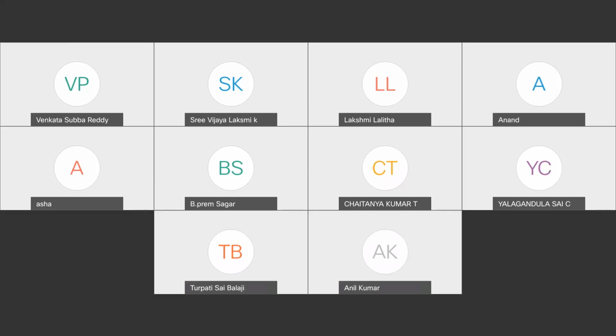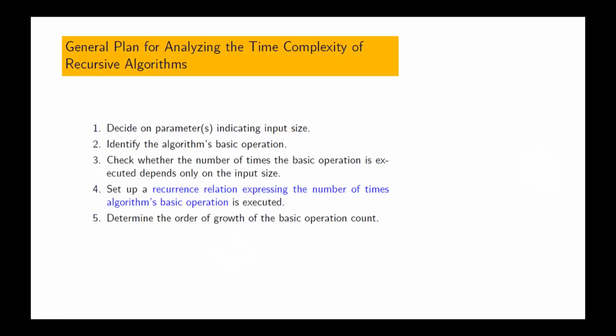So last class we discussed how to analyze recursive algorithms and what is the general plan. It is similar to analyzing non-recursive algorithms. The only difference is in the fourth step. In case of a non-recursive algorithm, we will get a summation expression, but in recursive algorithms, we get a recurrence relation. In both cases, we simplify it. Here we solve the recurrence relation and find its order of growth. After that, we can represent it using some asymptotic notation.